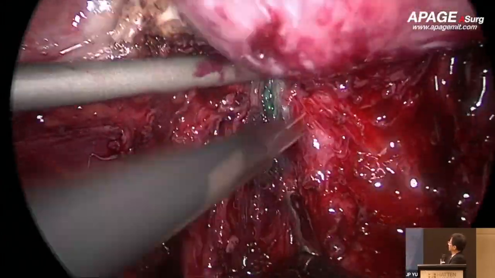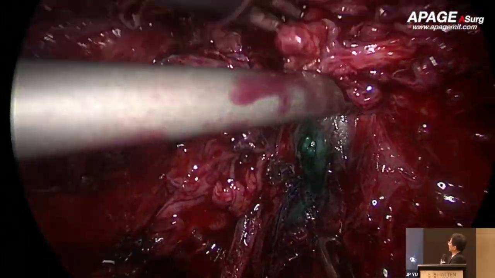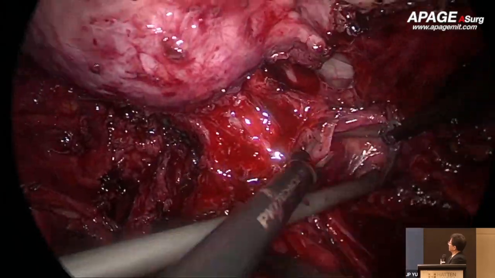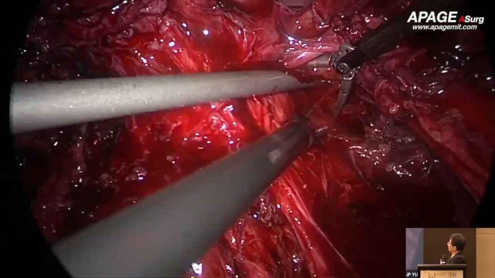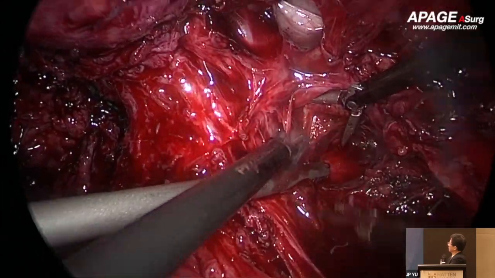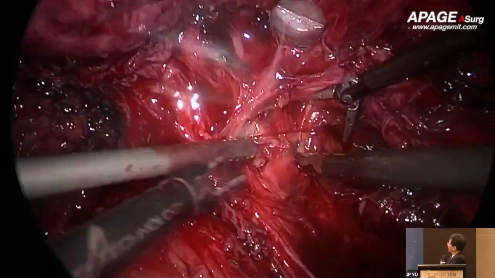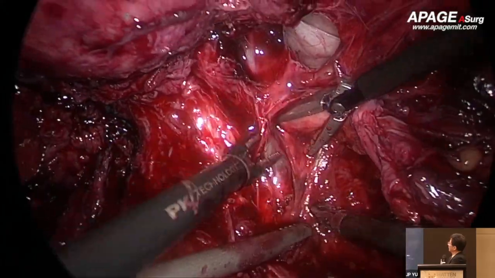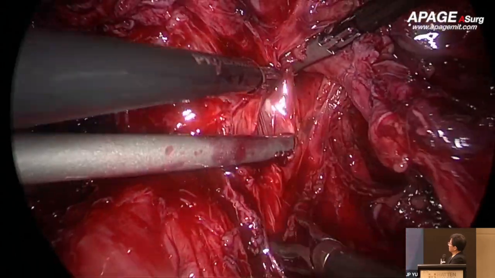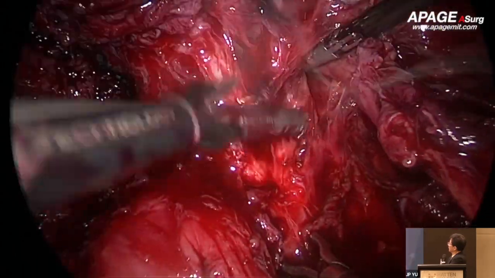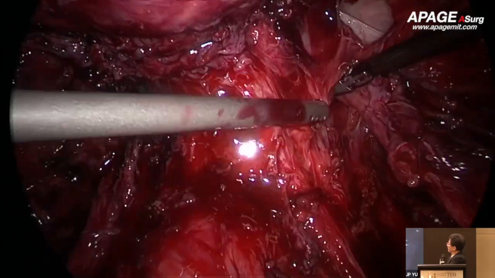Here is the colon going down, and the vagina is just there. So we push down. Here is the colon, and here is the posterior cul-de-sac. There is still some adhesion over here, so we want to identify the prerectal space. You can see there is a nick here. And so we identify the prerectal space.